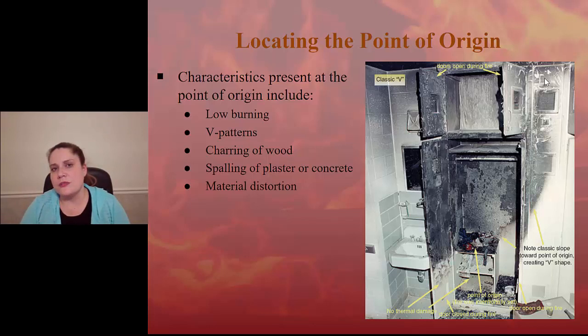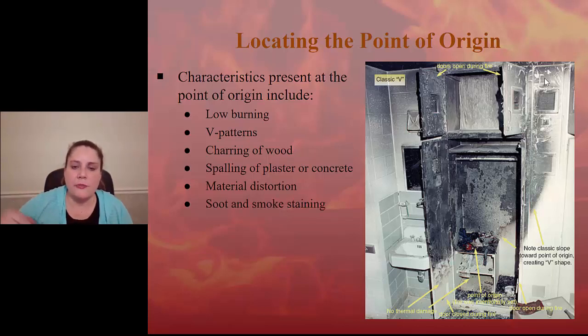Material distortion. Certain materials are going to melt and mush and turn into different distorted shapes. And we'll take a look at what happens with glass. And then you'll see soot and smoke staining around the area of the point of origin as well. And you can see that in this picture.